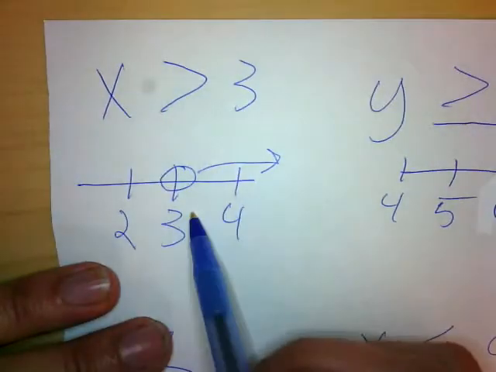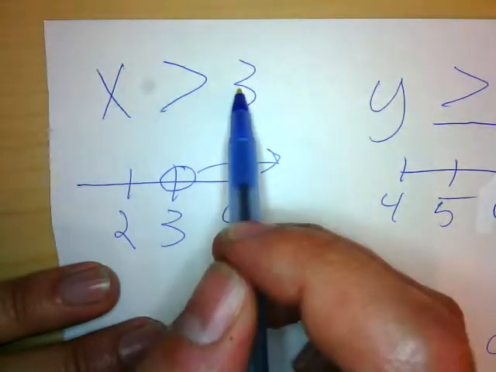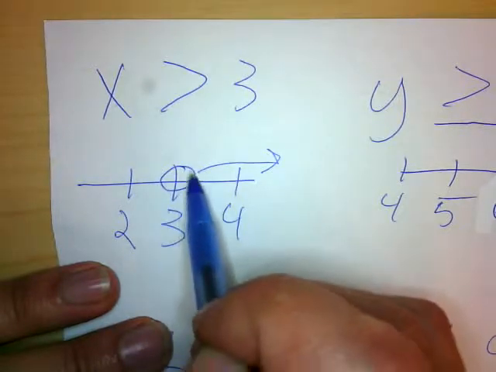So this x could be 4, 5, 6, 7, 8, 9, 10, 11, 12, any number greater than 3. But that does not include 3. That's why it is an open circle, not filled in.